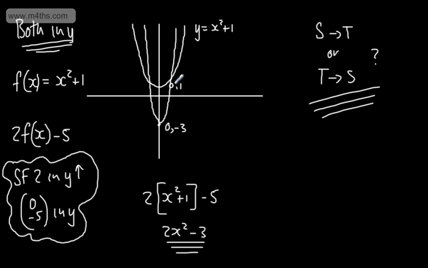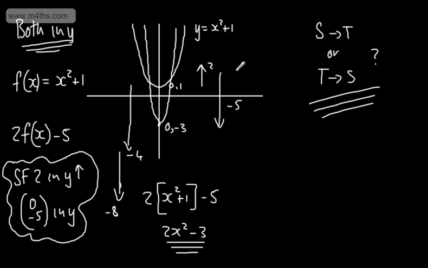Now let's consider this point here. With this point, we either multiplied the y coordinate by 2, which would have taken me up to 2, and then subtracted 5, or we first subtracted the 5, which would have taken me down to minus 4, and then multiplied by 2, which would have taken me down to the minus 8 just here. So we can quite clearly see that the first thing that we did here was apply the stretch.